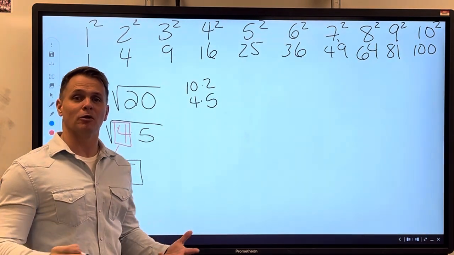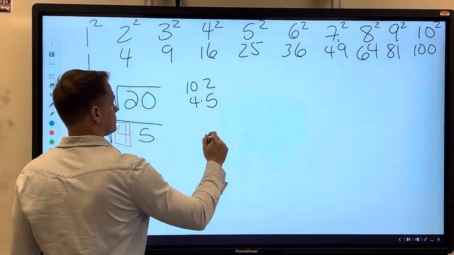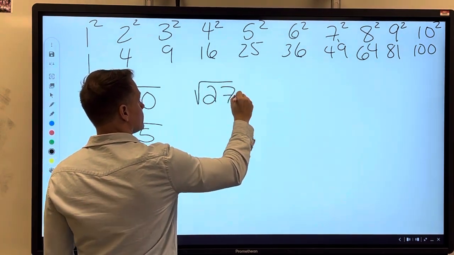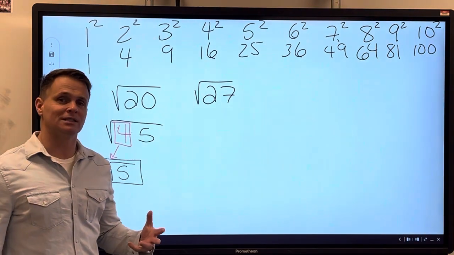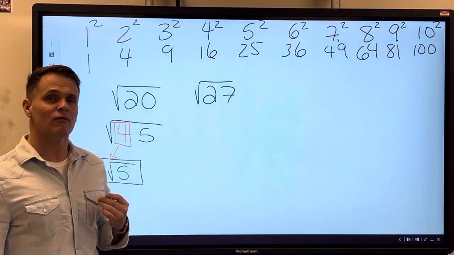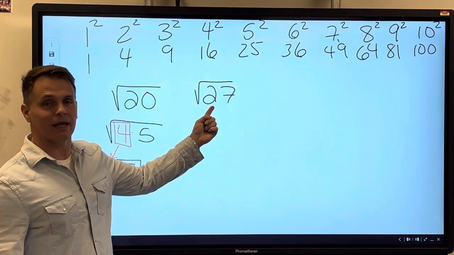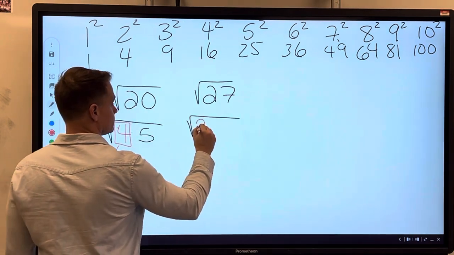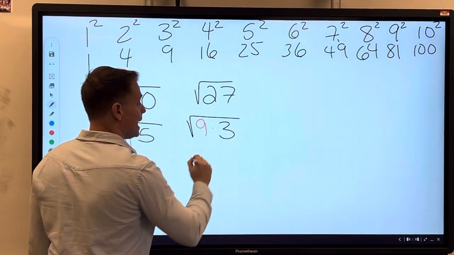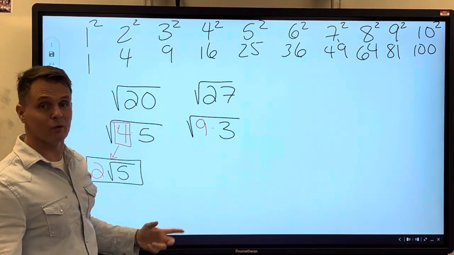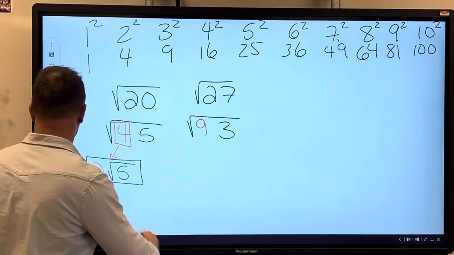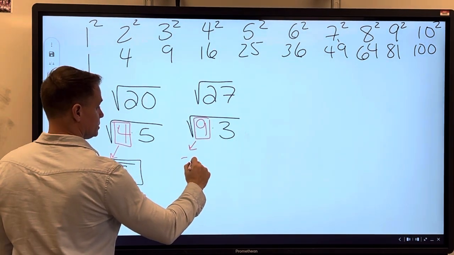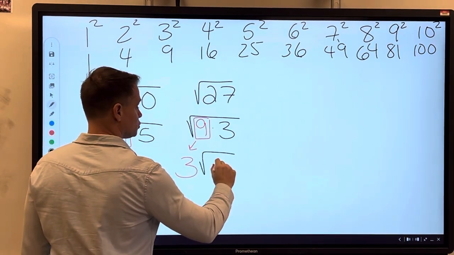Now if we look at another number like the square root of 27. What are factors of 27? We want to find the biggest perfect square factor that gets us 27. And that would be 9 times 3. 9 is a perfect square. 3 squared is 9, so the square root of 9 is 3. So I'm going to take that 9 out. I'm going to write it as 3 times the square root of 3.